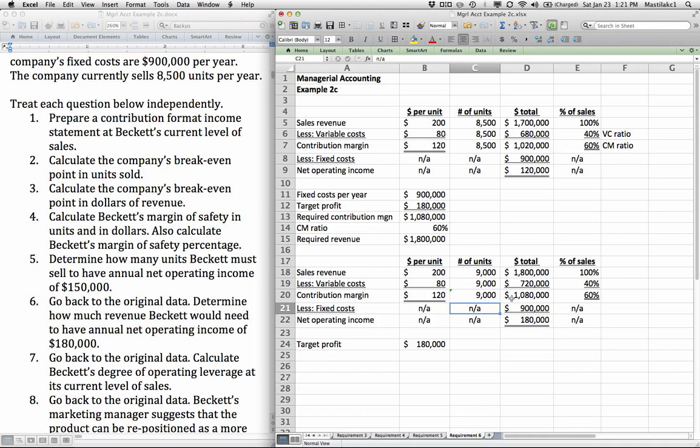So I can easily calculate both my target profit measured in number of units and my target profit revenue measured in dollars of revenue using the same basic approaches I used for break-even analysis.